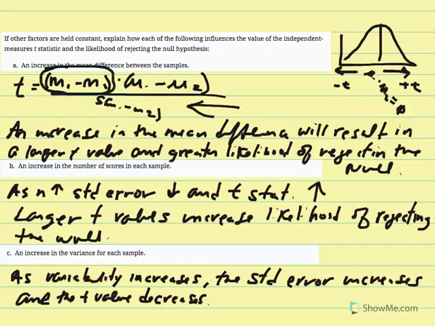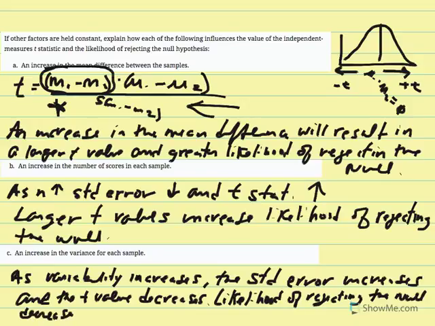So again, larger sample variance is going to increase the denominator of our t equation. If that becomes larger due to an increase in variance of the samples, then our t value is going to decrease because we're dividing by a larger number. Dividing by a larger number decreases the quotient. The quotient in this case would be our t statistic. So the likelihood of rejecting the null decreases.